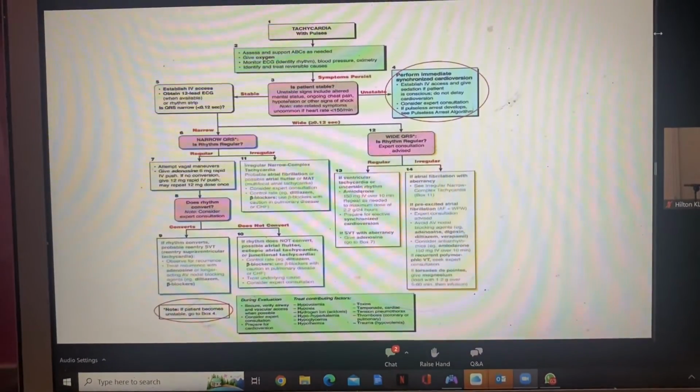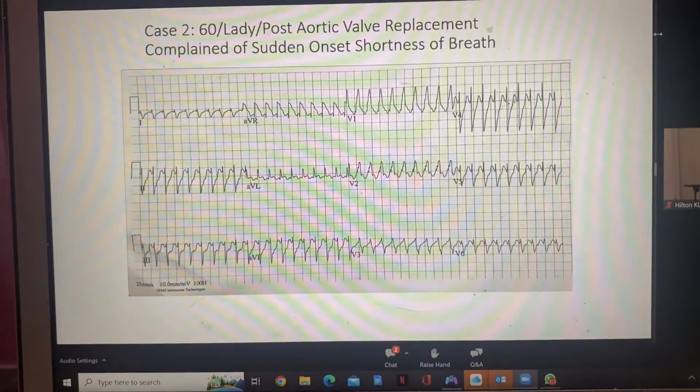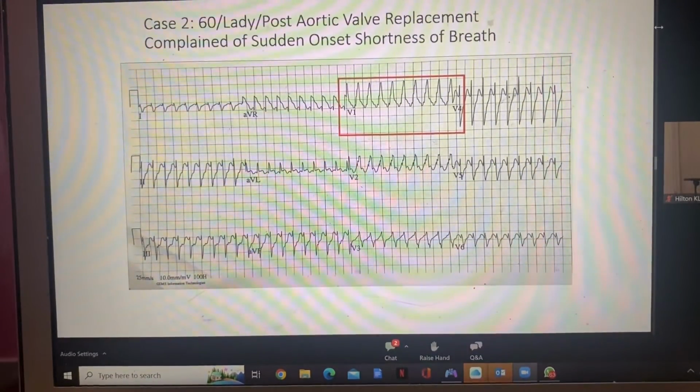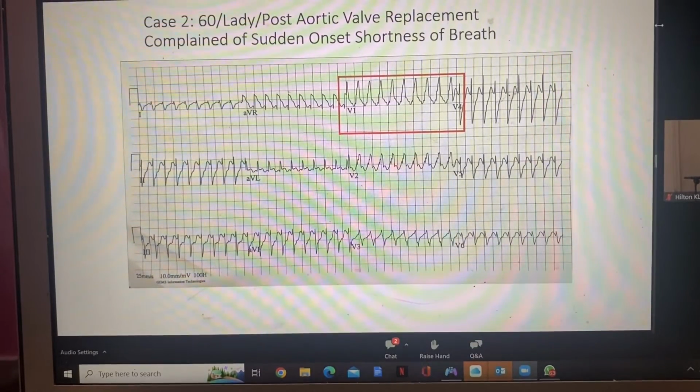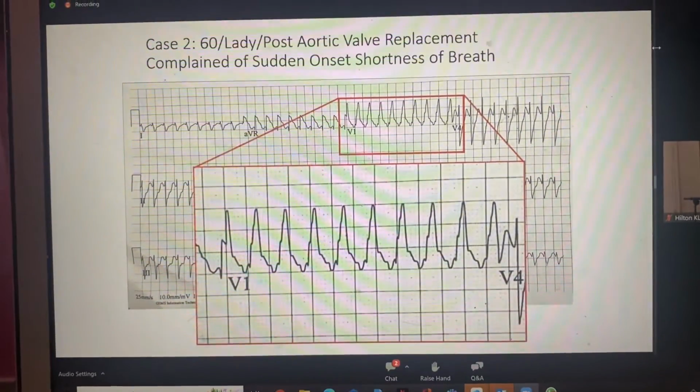Next, let's dissect this ECG. What are we dealing with? This is a lady with a history of aortic valve replacement. She has had some sort of manipulation done to her heart before. And this is her ECG.